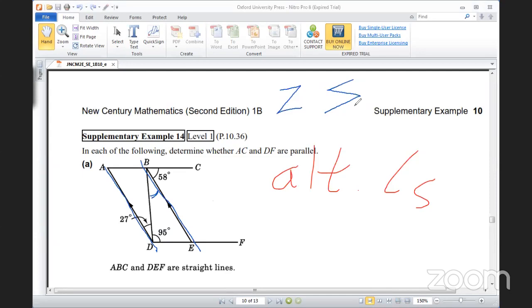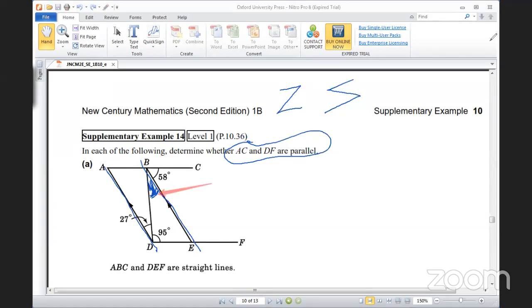And then after finding this one, will you check with your question again? Do you have enough information to do what you are asked to do? You are asked to check whether AC and DF are parallel. If you have got the values of this angle, do you have enough information? If you think you have enough information, then you can proceed to write your steps.